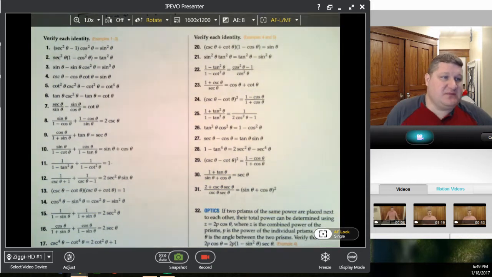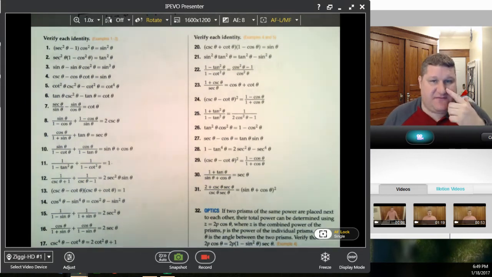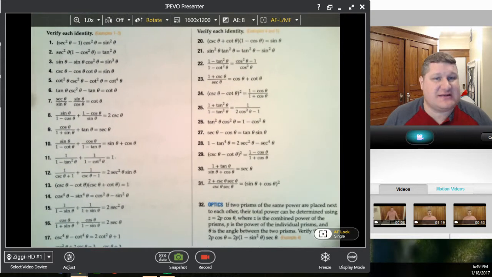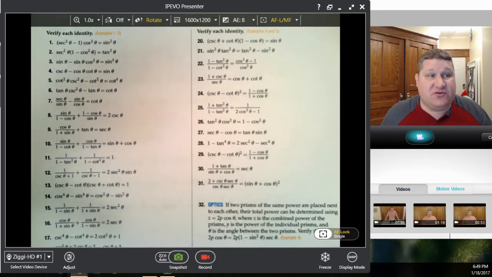Okay, ladies and gentlemen, let's take a look real quickly. Had a couple requests about not sure how to get started on some of the verifying identities. So let's go through a couple of these, and let's look not so much at all the details of getting everything done, but at how do I get started? What should I do first?